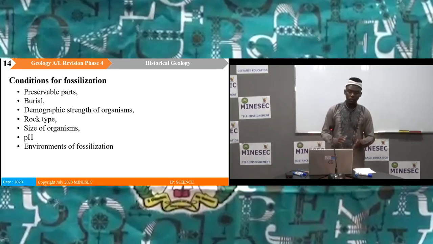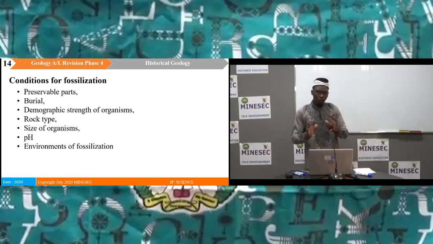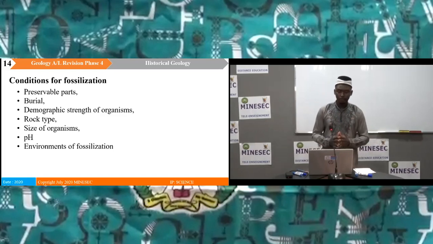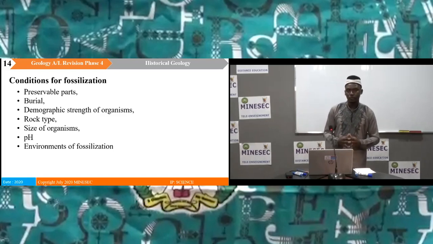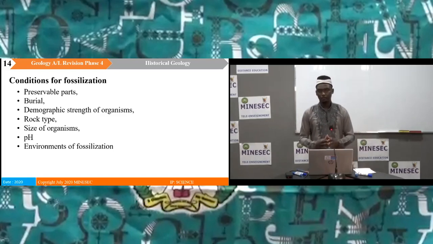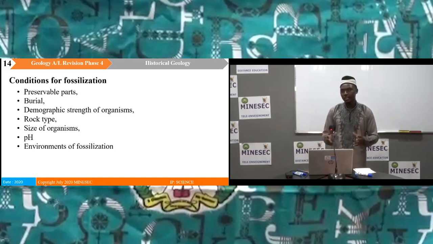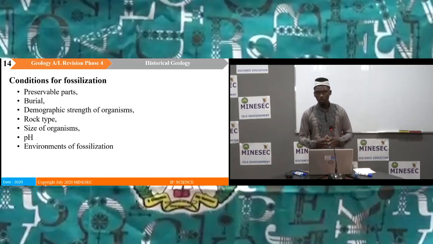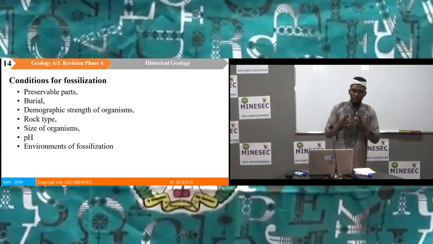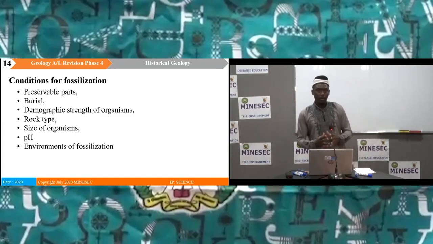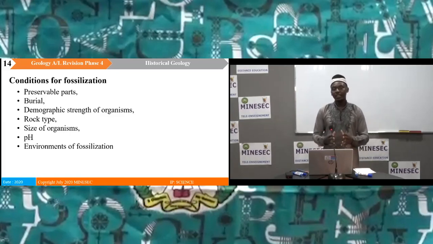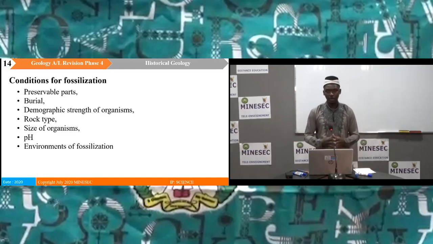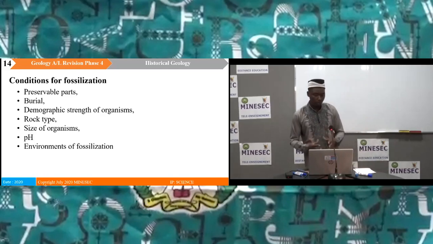Conditions for fossilization. For an organism to be fossilized, such organism should possess preservable parts, preferably hard parts, such as the shells, the teeth, or bones. Next aspect is burial. For an organism to be preserved as fossil, there must be rapid burial after the death of that organism to avoid the organism being picked up by scavengers or undergoing decomposition.